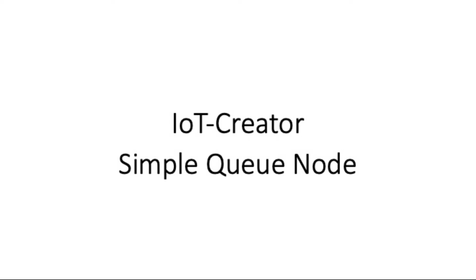So in this video, I want to take a look at the simple queue node that we're going to be using in the upcoming lab. I want to make sure that everyone understands it because it's a central linchpin to our sprinkler system and the logic in our sprinkler system. So let me first explain how it works.